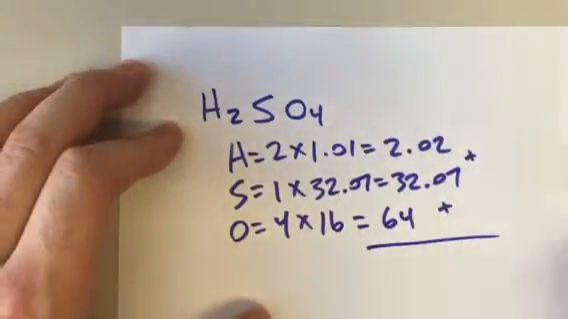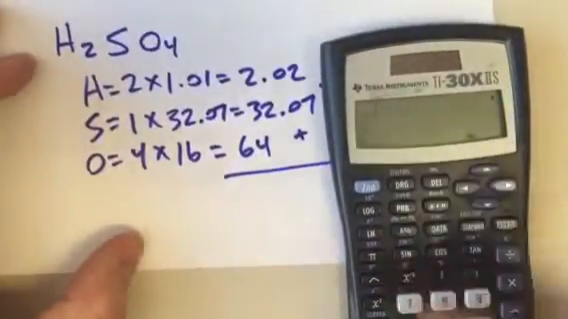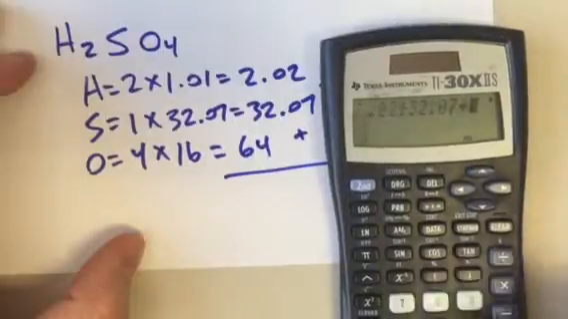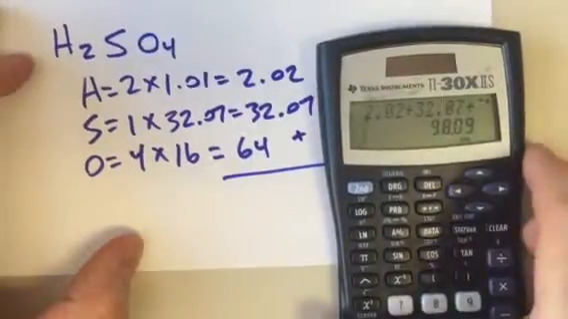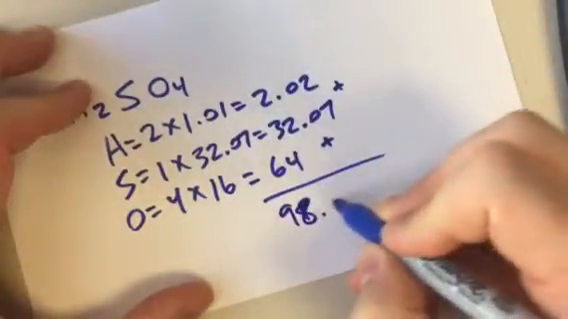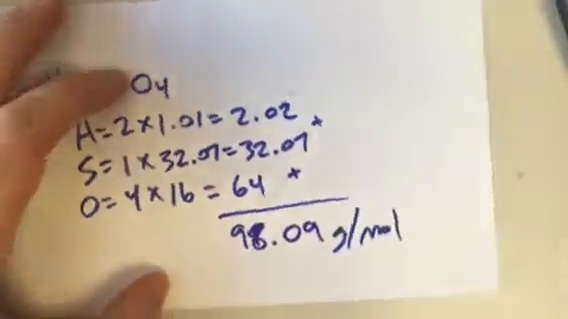Then you add all of these together. So let's go ahead and do that. I'm doing that off to the side here. So let's take 2.02 plus 32.07 plus 64. I get 98.09. That's a terrible 8. And you put the unit grams per mole afterwards.